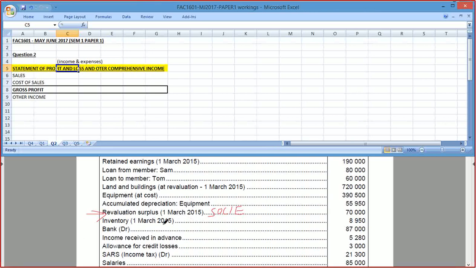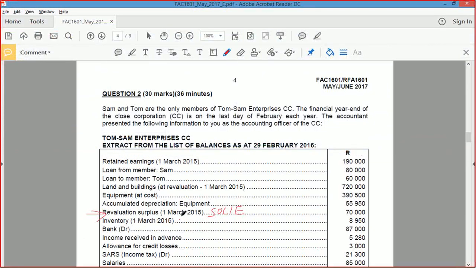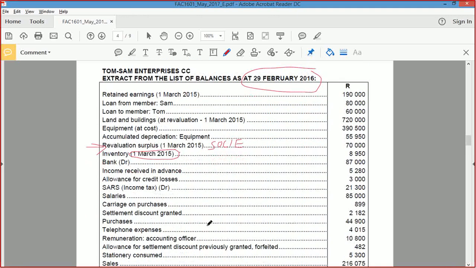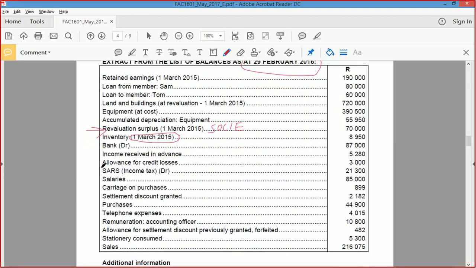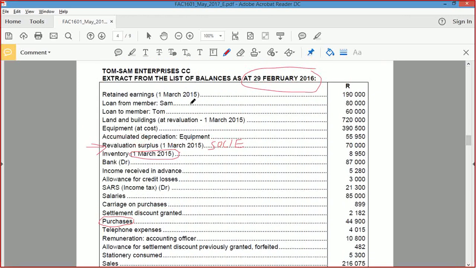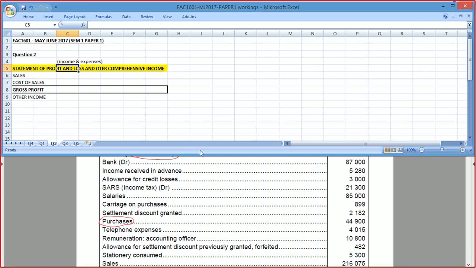Inventory, do I need it? No. Yes, I do, because 1st of March is opening. So when you see opening stock, you should be looking for what other word? Purchases. Yes, do you see it? Yes. Right, so what system is being used? Periodic. Exactly, there you go. So you need that and you need to show that.